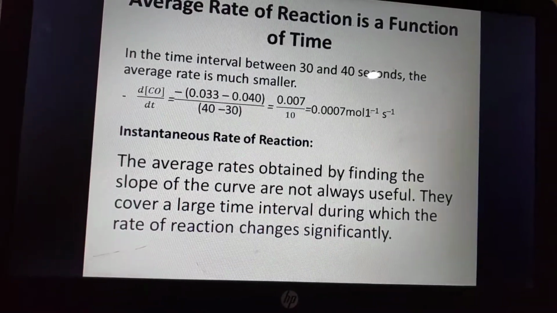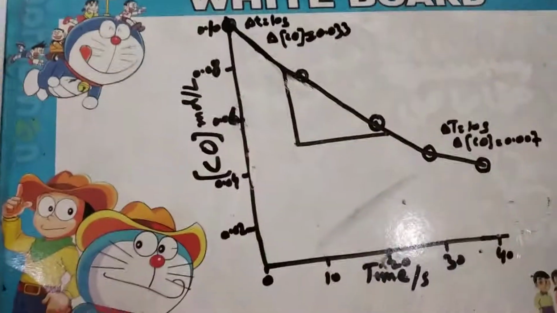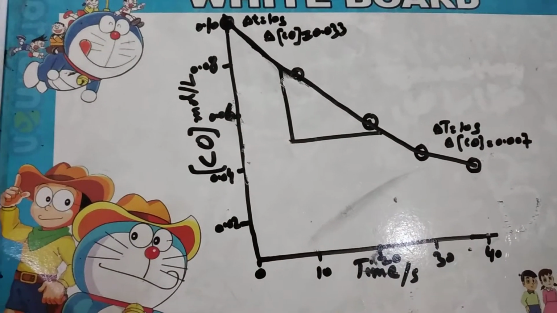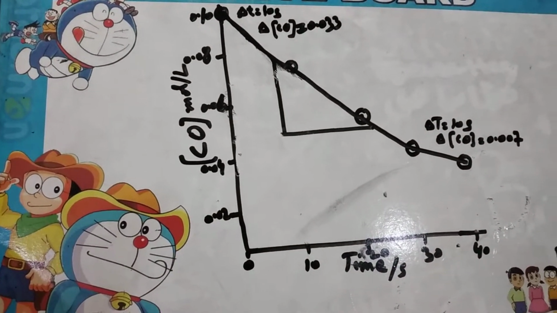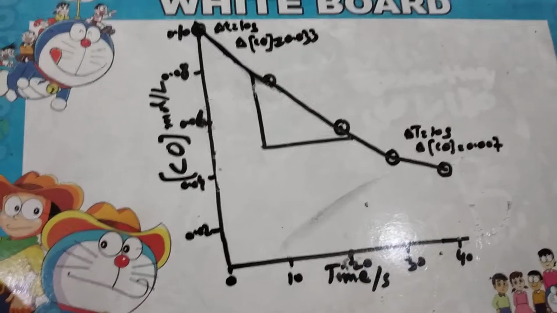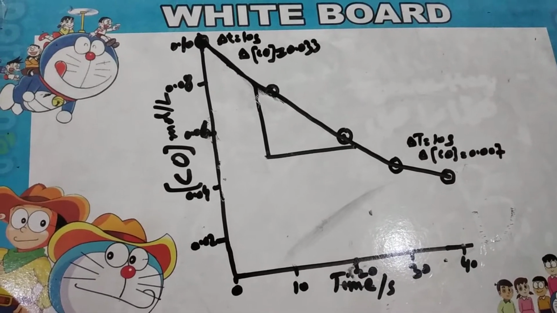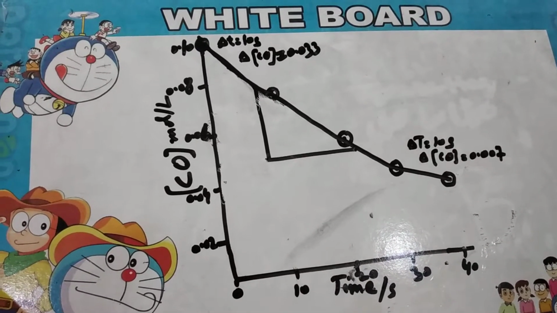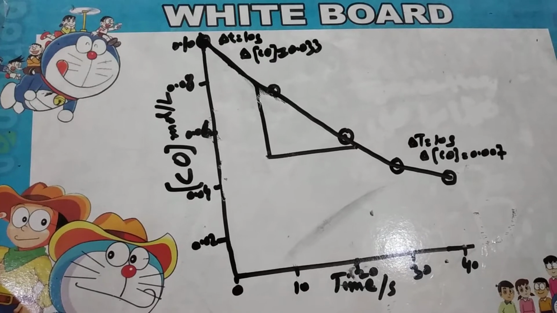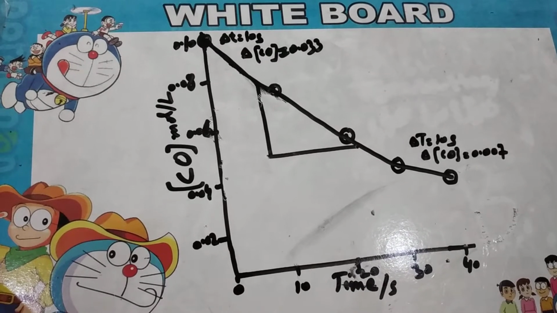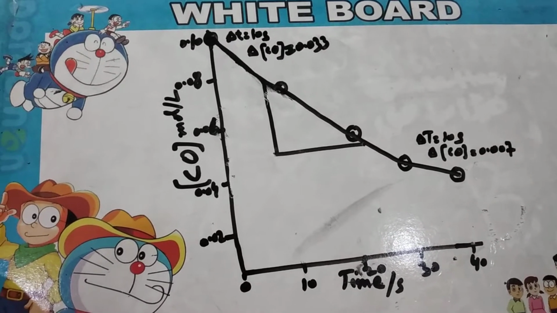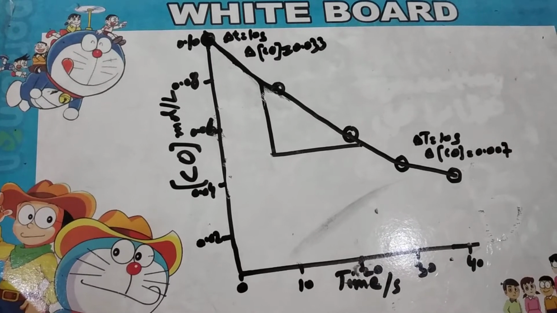Similarly, we take the plot here. We take the concentration of carbon monoxide along the y-axis and the time in seconds along the x-axis. The first reading is 0.100. Delta t is 10 seconds, and after 10 seconds the concentration is 0.067.